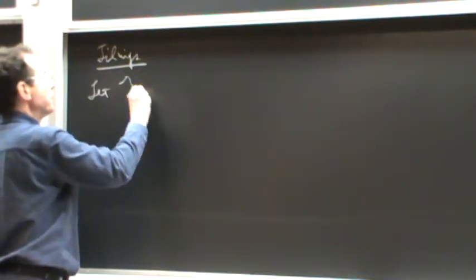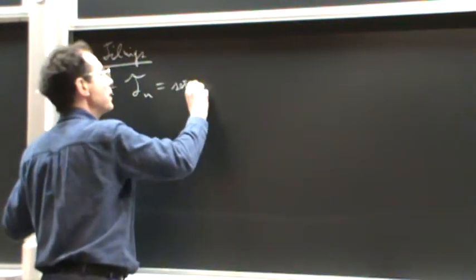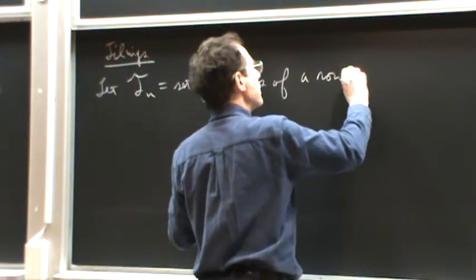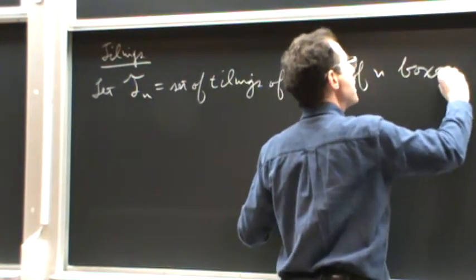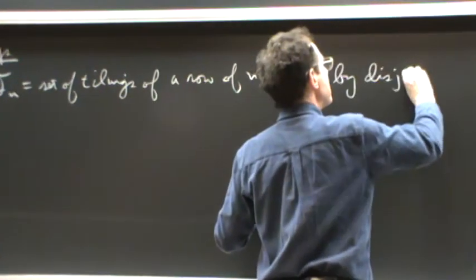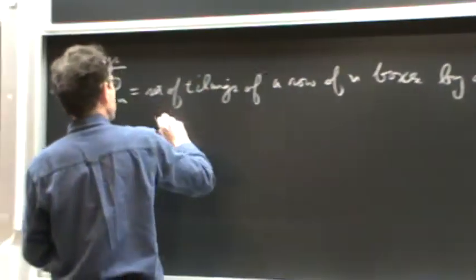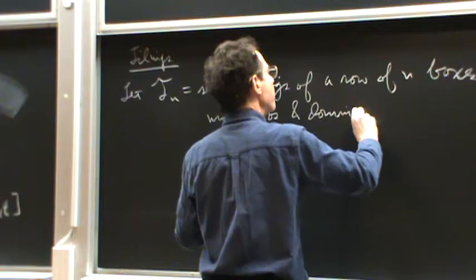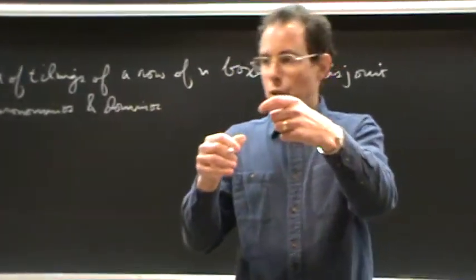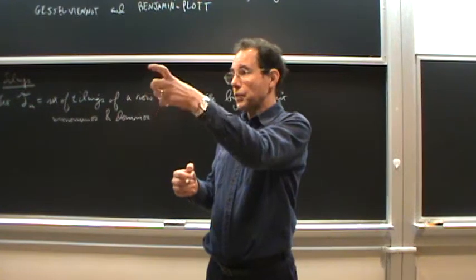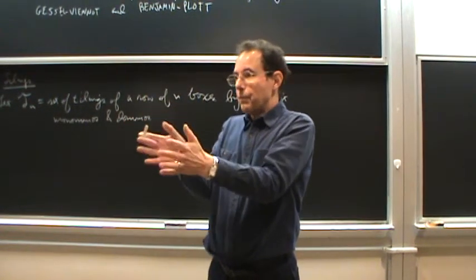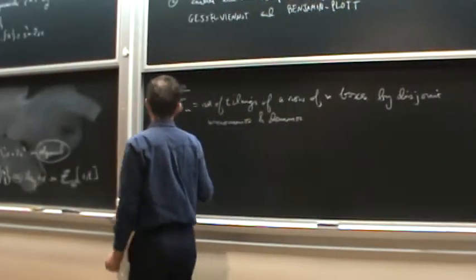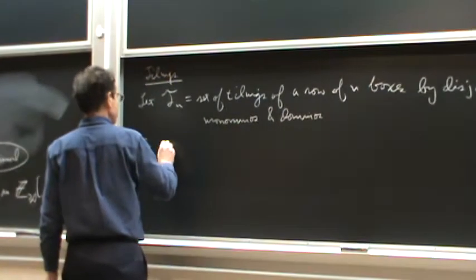So let script T of n be the set of tilings of a row of n boxes by disjoint monominoes and dominoes. By that, I mean I've got monominoes, which cover one box. I've got dominoes, which cover two boxes. And I want to cover all of my boxes, and I don't want any overlaps. They're disjoint.